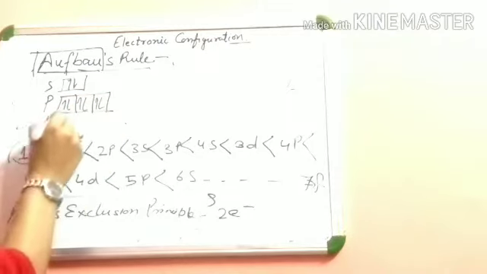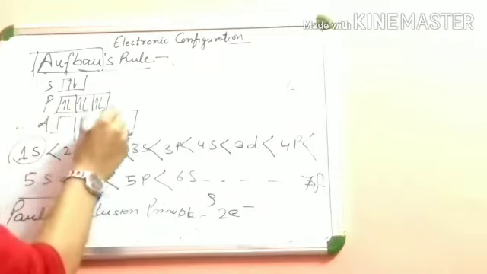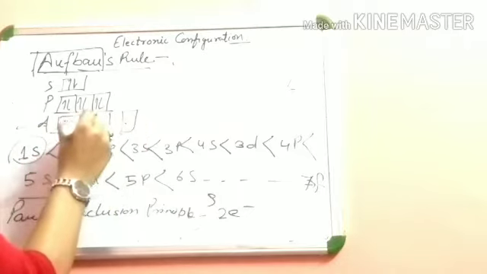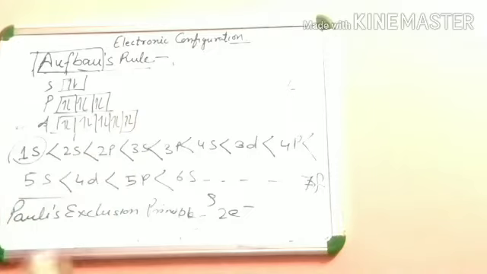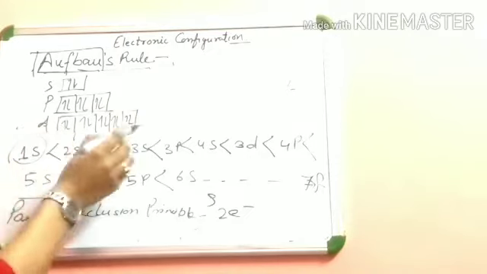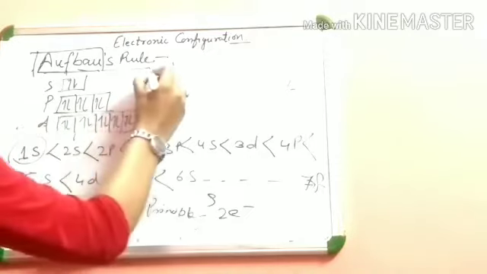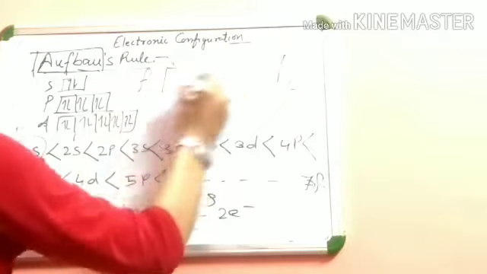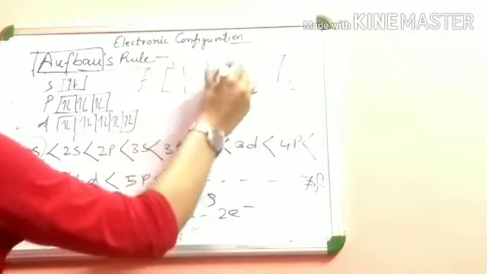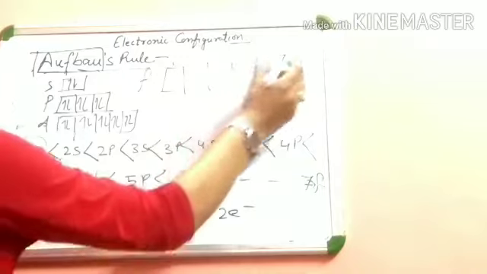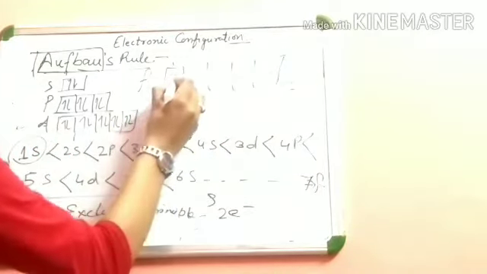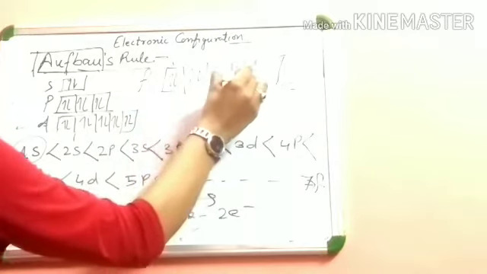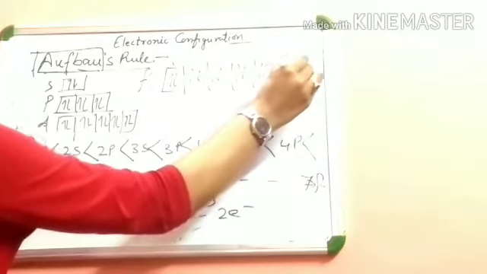In d there are 5 orbitals, so it can hold a maximum of 10 electrons, 2 electrons in each orbital. And for the f subshell there are 7 orbitals, and each orbital can hold a maximum of 2 electrons: 2, 2, 2, 2, 2, 2, 2.